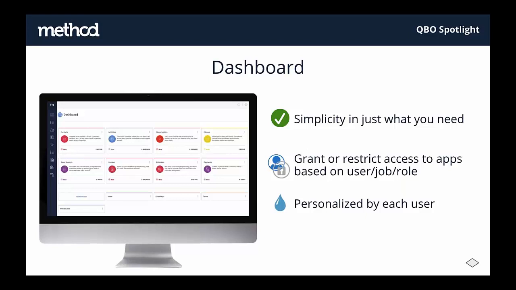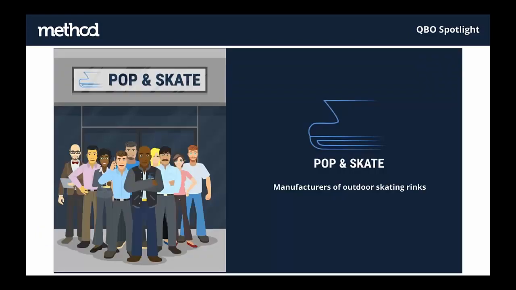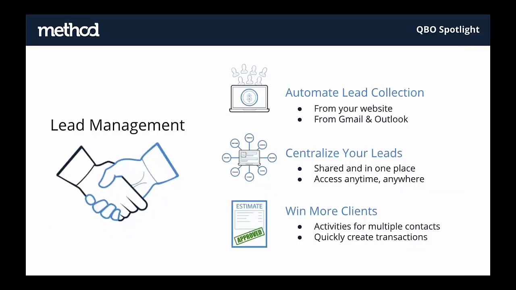So just some housekeeping items that we wanted to get out of the way here before we go into the story of our demonstration today. Now, the example that we're going to go through, in order to paint a picture of what Method does and its capabilities, we're going to use this example of Pop and Skate. Pop and Skate manufactures outdoor skating rinks. We are speaking to you from Toronto here in Canada, and I know the impression is that it's very cold up here, so I thought it would be appropriate to use an example of an ice rink manufacturing company. So if you hear me say Pop and Skate often in our examples, that's just the example company that will be using QuickBooks Online and Method CRM in our scenario today.